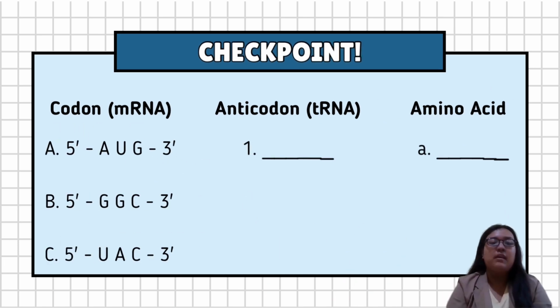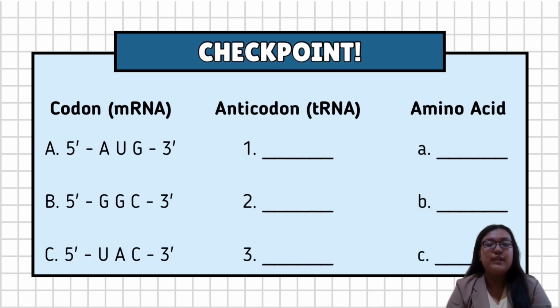Before we dive into the next topic, let's take a quick checkpoint to test what you've learned so far. Feel free to pause the video if you need more time. Let's see what you've got. So we have 3 codons, and we need to find the anticodon and the corresponding amino acid. Firstly, it's AUG, and then for letter B we have GGC, and then for letter C we have UAC.